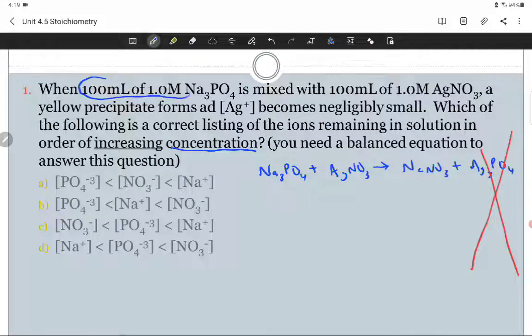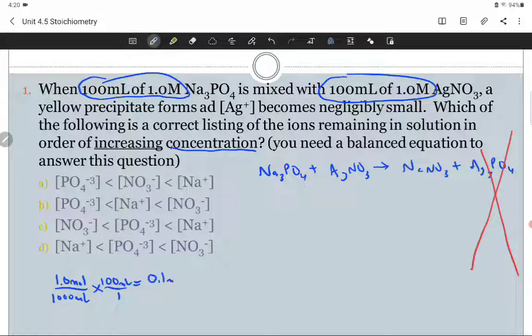100 milliliters of 1 molar and 100 milliliters of 1 molar. We have an exact same amount of 2 chemicals. I don't think we need an exact number, but let's do it just in case. 1 molar is 1 divided by 1,000, and then we were given 100 milliliters, and this little factor label will give us how many moles we can put in the I part of our ICF table. Do you have to do an ICF table with these? No, you might be able to do these in your head. Think about this.